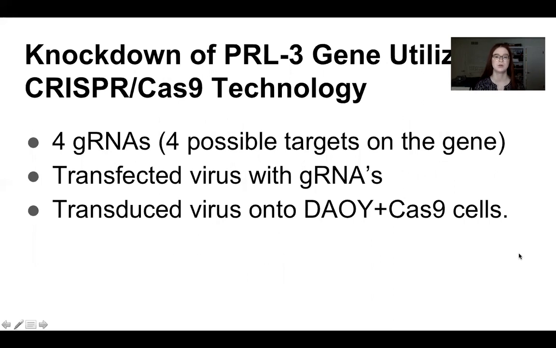So the actual knockdown of the PRL3 gene using CRISPR-Cas9 technology was done in 3 steps. First, gRNA targets were identified, meaning that there were 4 possible places where the cuts on the PRL3 gene could be made. So there were 4 gRNAs that were purchased. A virus was then transfected with the gRNAs and then transduced onto Dowie-Cas9 cells so that the gRNA would actually enter the cells.